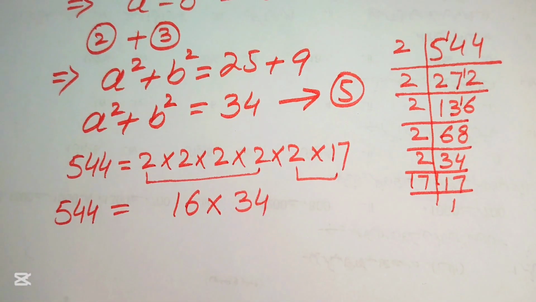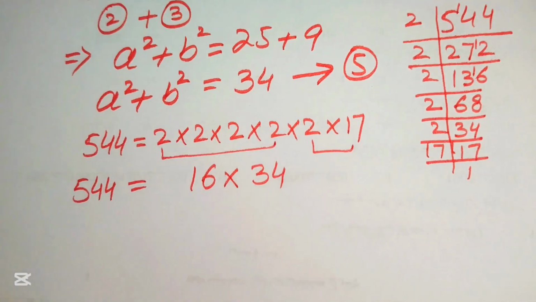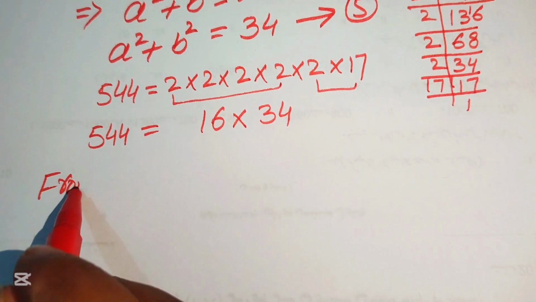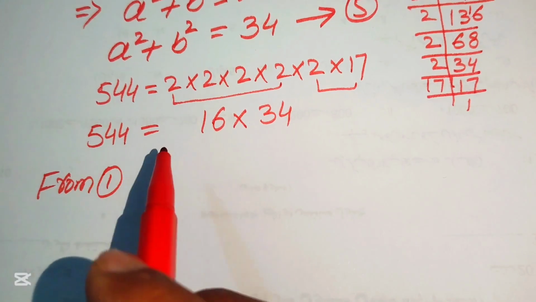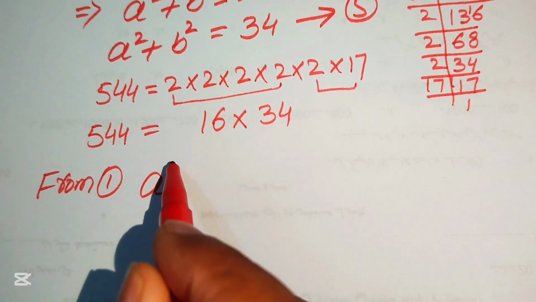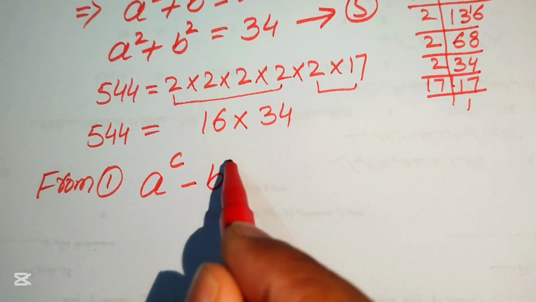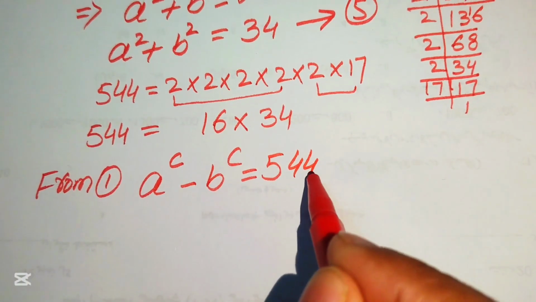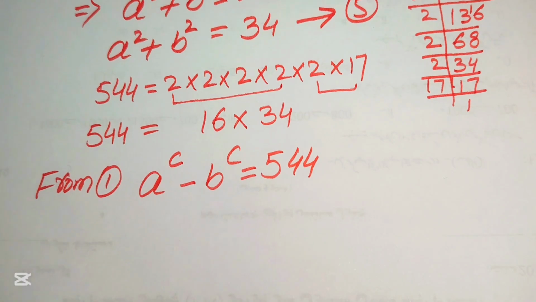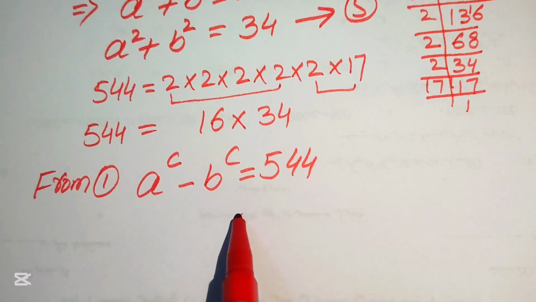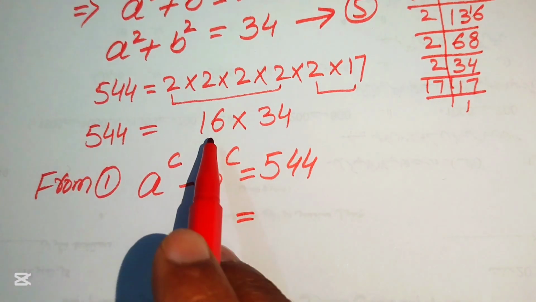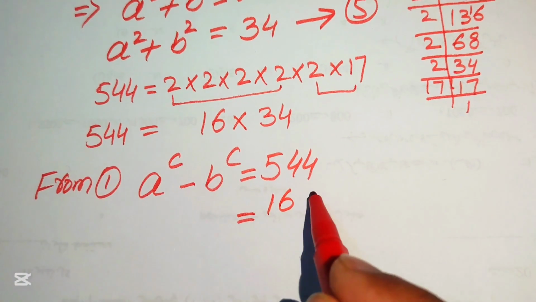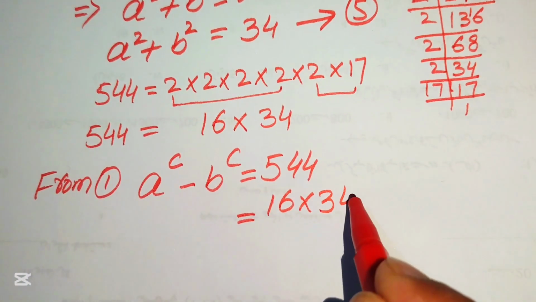Okay, so now we need to copy down equation number 1 here. From equation number 1, we copy it down, and it will be written as a to the power of c minus b to the power of c equals 544. Okay, so we can replace 544 equals 16 times 34, so it will be written as 16 times 34.